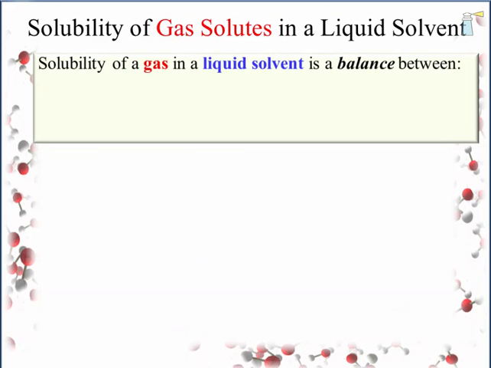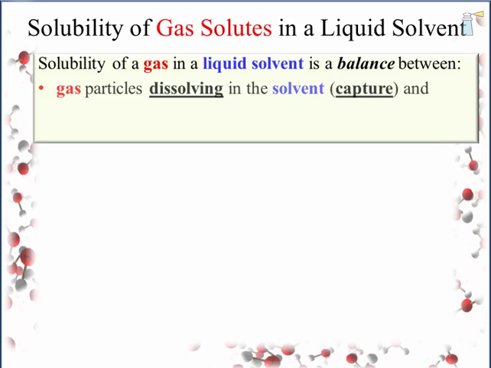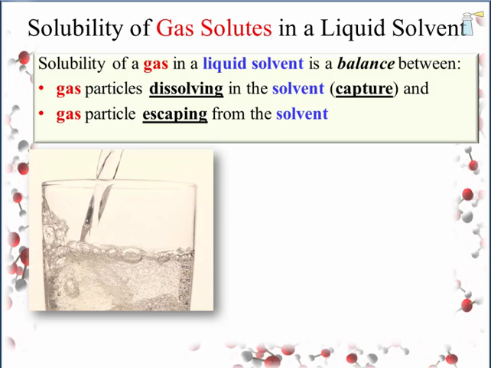Gas as a solute is another thing. The solubility of a gas in a liquid solvent is a balance between gas particles dissolving in the solvent, we will call that being captured, and dissolved gas particles escaping from the solvent. We are familiar with gas moving in and out of a solvent in the form of a carbonated beverage. Carbon dioxide is a gas found in the bubbles, which are escaping from the drink.